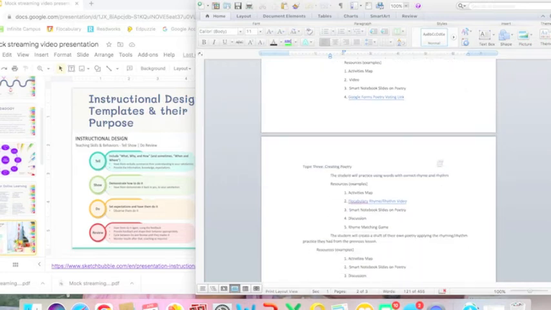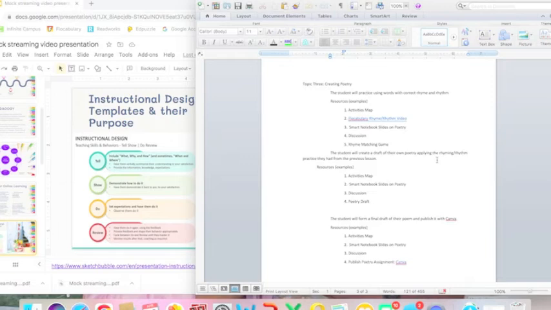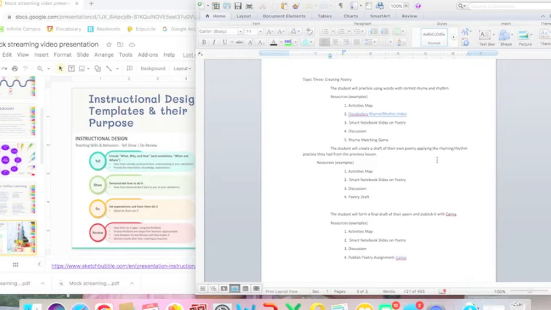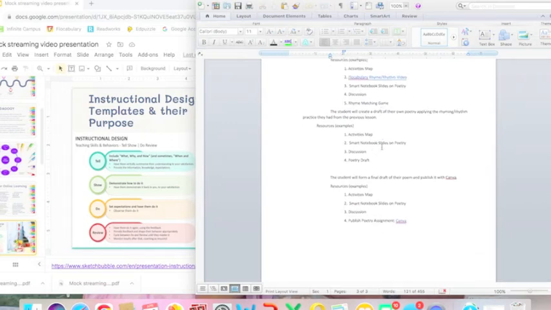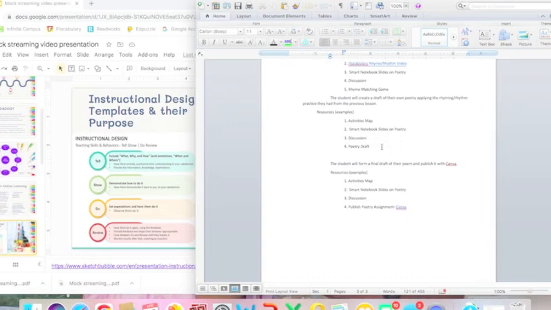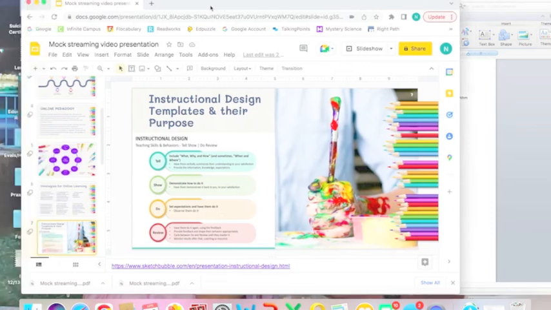And to tie it all together in the unit, the students now in topic 3 were creating their own poetry. This is where students practiced using words with correct rhyme and rhythm. Again, more vocabulary videos. The students created a draft of their own poetry, applying rhyming, rhythm, practice, and then the students then created a final draft, and we always publish it to Canva for a nice visual appeal for them. So that's the importance of instructional design templates.